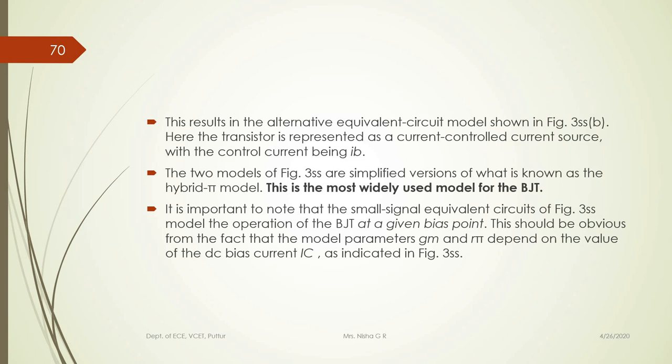This should be obvious from the fact that the model parameters, what are the model parameters? As I told, it is GM, R pi and R naught. R naught, the output resistance, is not mentioned, so let us not consider that. Model parameters GM, the transconductance, and R pi, the input resistance with respect to the base, depend upon the value of the DC bias current IC indicated in the figure. Okay, so this is the explanation for the hybrid pi model.